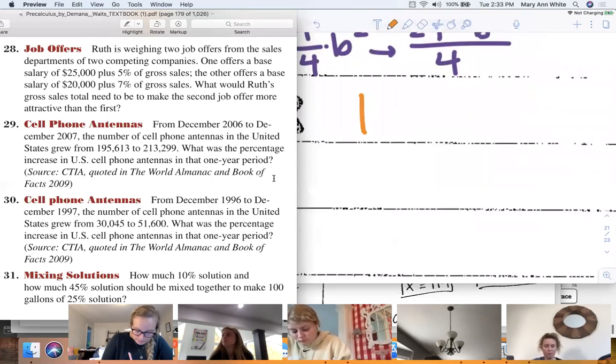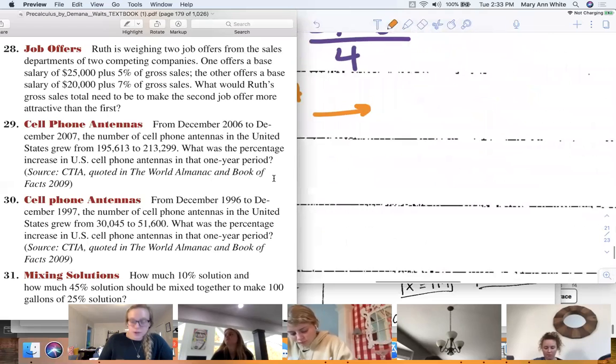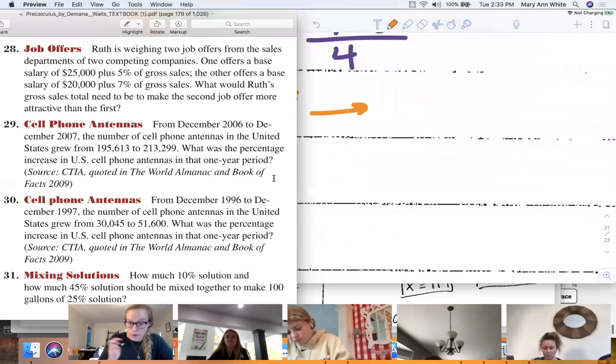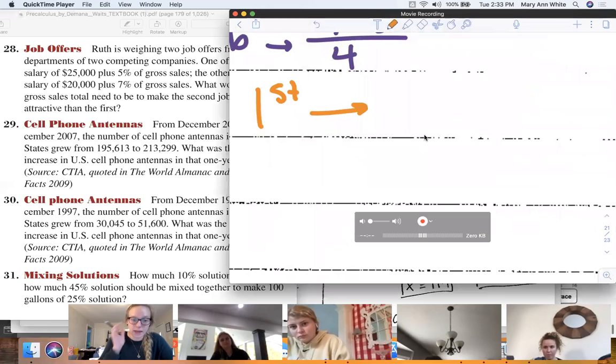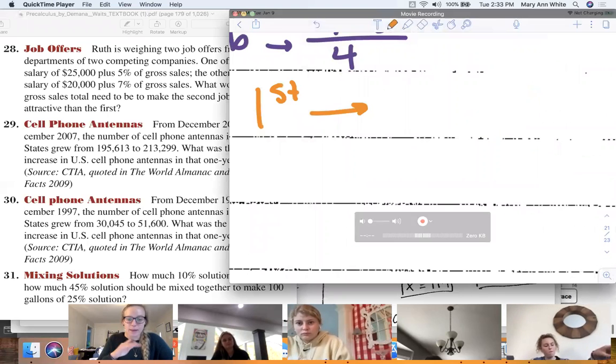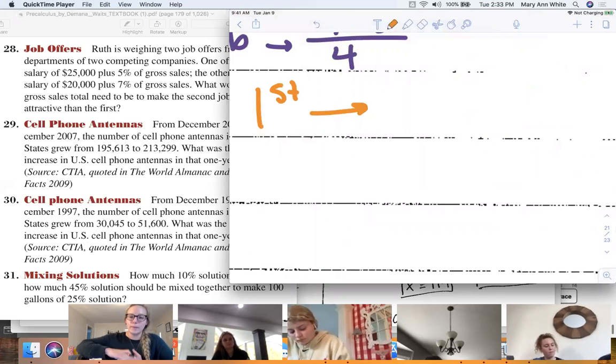So the first job, no matter how much she sells, and this is a super applicable problem. I have a lot of friends my age who are working in sales, and so they may make like a low base salary, but depending on what they sell, they can make way, way, way more.